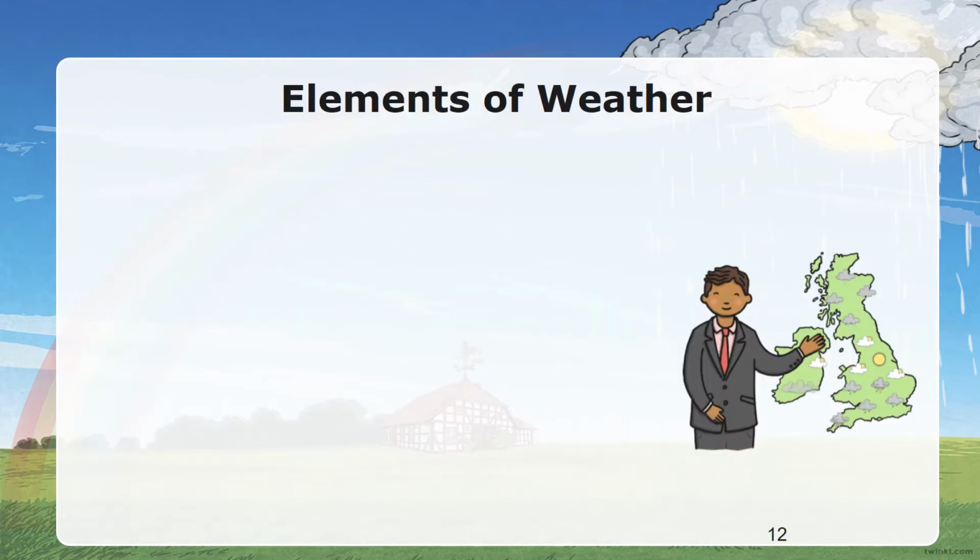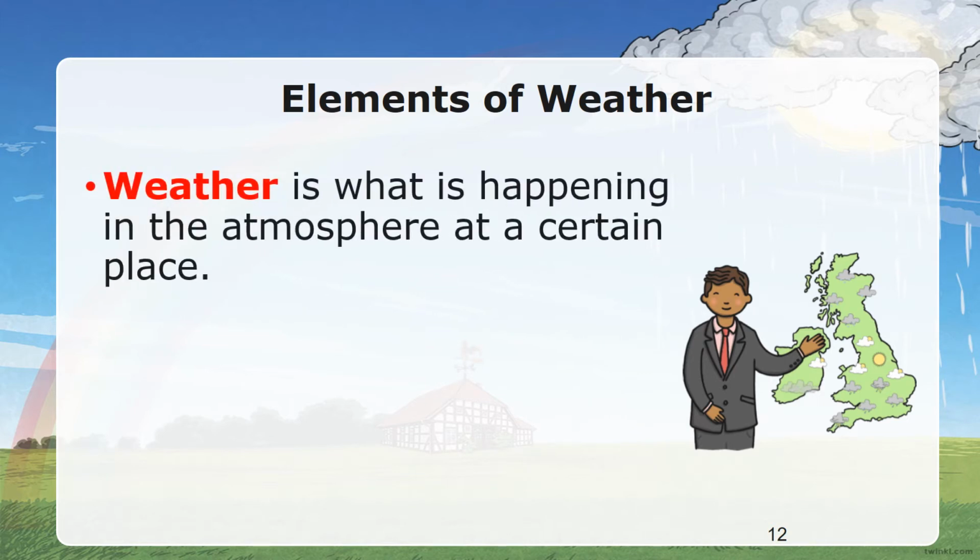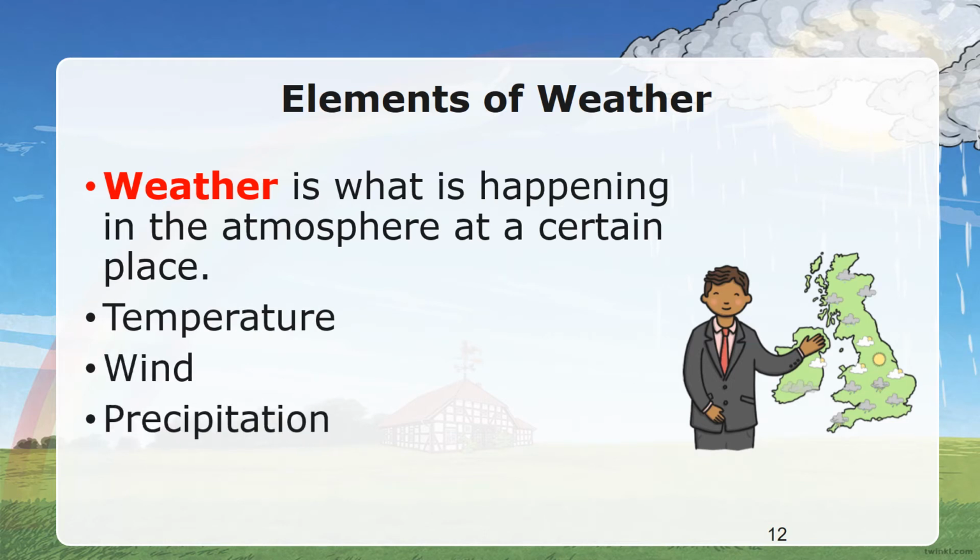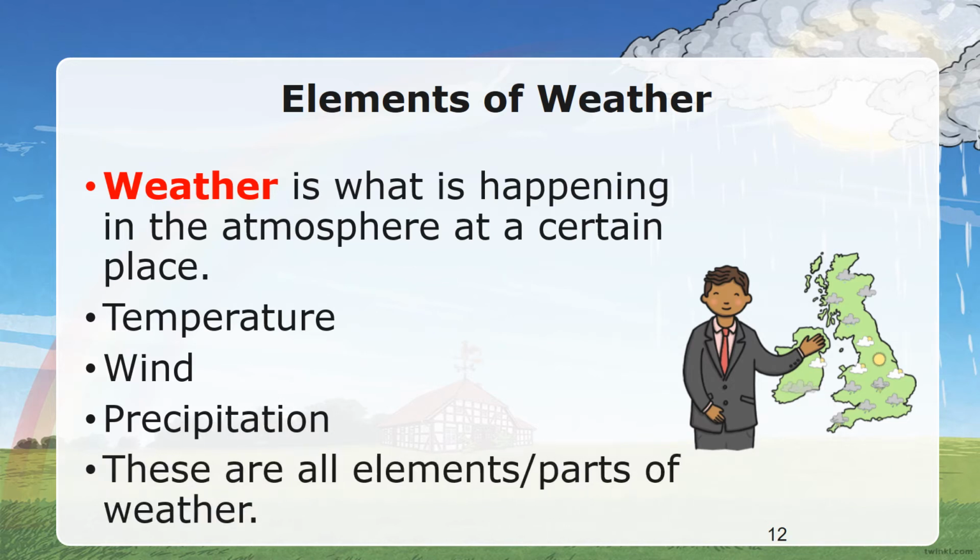Elements of weather. Weather is what is happening in the atmosphere at a certain place. Temperature, wind, precipitation. These are all elements or parts of weather.